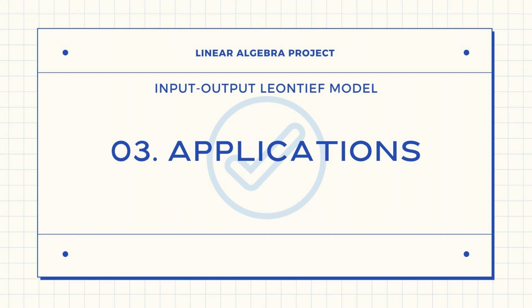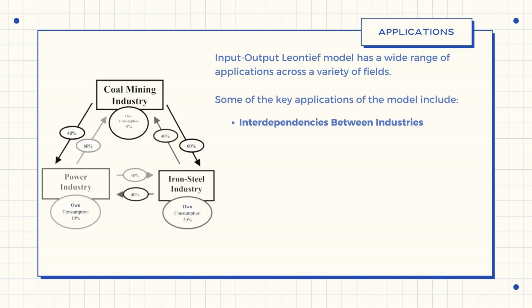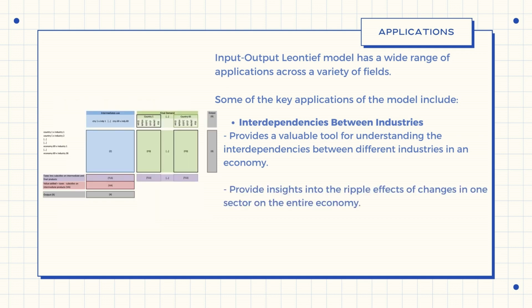Regarding applications, the input-output Leontief model has a wide range of applications across a variety of fields, including economics, engineering, environmental science, and regional planning. Some of the key applications of the model include, first of all, the most visible application, the one that we have just learned above: interdependency between industries. The model provides a valuable tool for understanding the interdependency between different industries in an economy. By analyzing the flow of inputs and outputs between different sectors, the model can provide insight into the ripple effects of change in one sector on the entire economy.